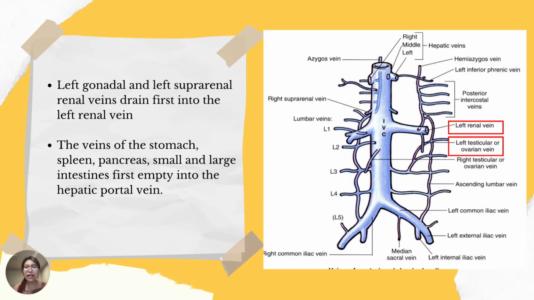The inferior vena cava communicates with the superior vena cava through the collateral vessels, which include the azygos vein, lumbar veins, and vertebral venous plexus.